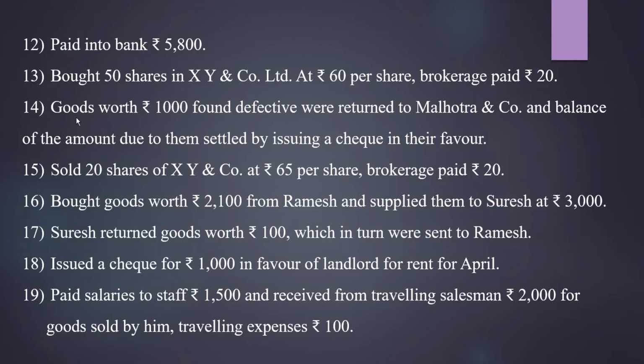Next transaction, goods worth rupees 1,000 found defective and were returned to Malhotra and Company and the balance of the amount due to them settled by issuing a check in their favor. This particular transaction is recorded under the voucher, that is payment voucher. In the same transaction, we are going to return the goods worth rupees 1,000 back to supplier. Let's see this particular recording in Tally.